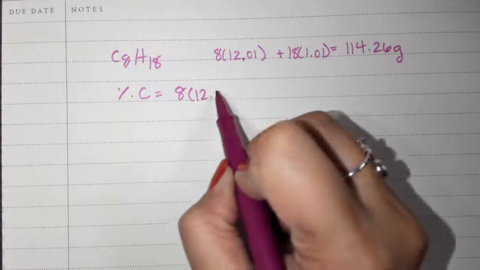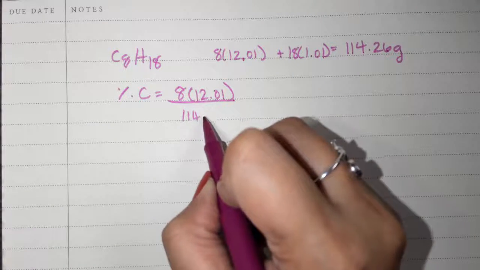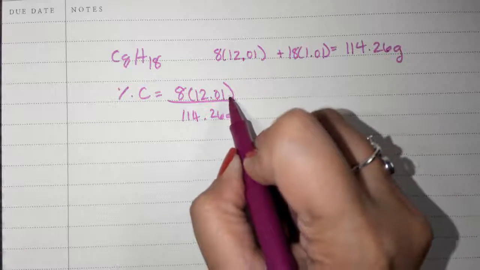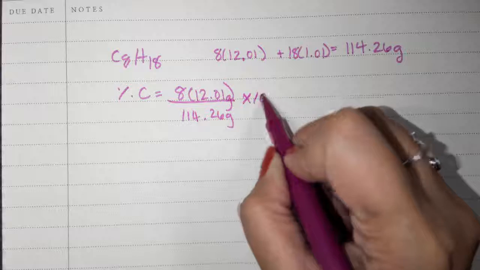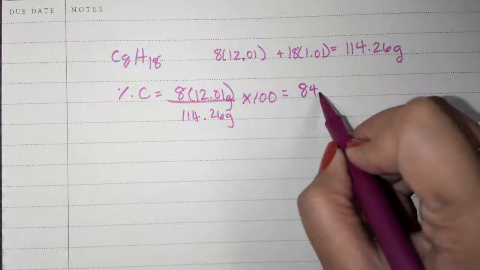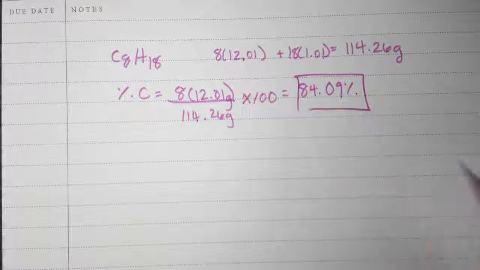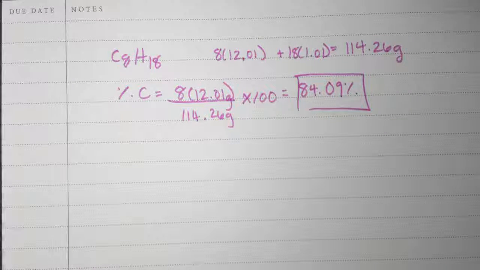And then from there, I can just find carbon's amount. So 8 times 12.01 divided by the total 114.26 times 100. Now we'll get 84.09%. And so I don't have to do all elements because it was asking for one specific one.